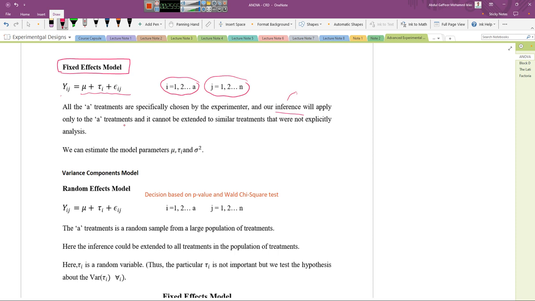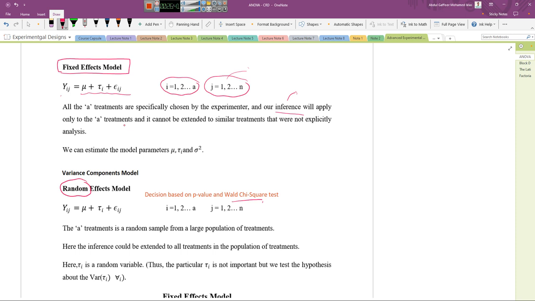It will apply only to the a number of treatments, and it cannot be extended to similar treatments that were not explicitly analyzed, right? So here in the fixed effect model, we will specifically choose the treatments. But in the random effect model, as the name suggests, we will pick the treatments randomly from the population. That's why we are going to use chi-squared here. But here we will just construct our ANOVA table and come to a conclusion for our hypothesis testing.